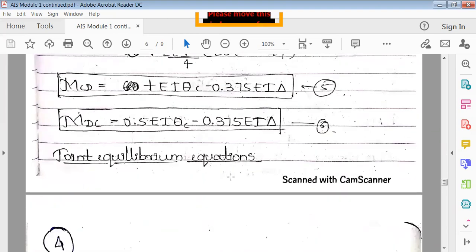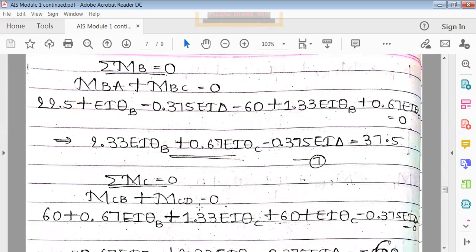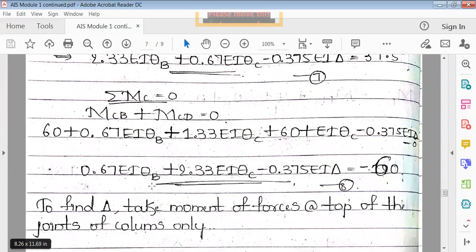Okay. So substitute all the values here, MBA and MBC. Again, the main important thing is to be careful, keep it in the order only, sequence wise. That is theta B plus theta C and delta equal to a constant. Then MCB plus MCD is equal to 0. So again, same thing here. Keep it in this format, that is theta B first, theta C, then delta value equal to constant.